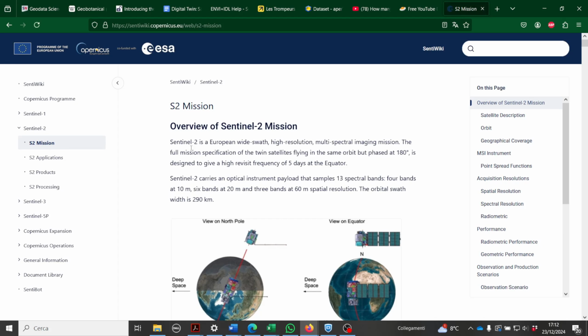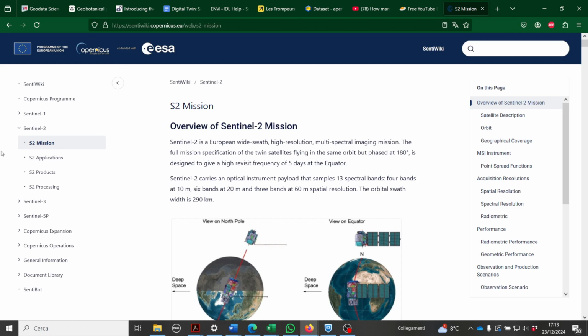And you see here we are going to the Sentinel-2 mission. I will just give you a very brief description, highlighting what is very interesting for us, especially the spectral resolution and the characteristics of the sensor.